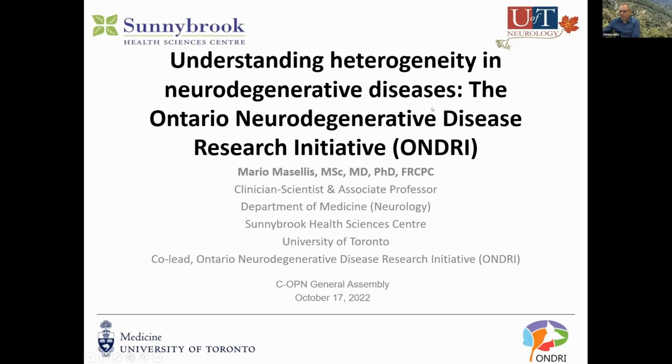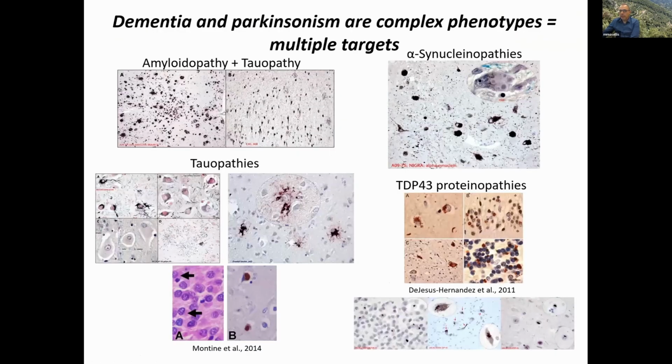So thanks very much for giving me the opportunity to speak to you today. Thanks to URI and the C-OPN group. I'm going to be talking about understanding heterogeneity in neurodegenerative diseases, using some examples from the Ontario Neurodegenerative Disease Research Initiative. As you know, late onset forms of dementia and Parkinsonism are complex phenotypes, and there are multiple potential targets that drugs can be developed for.